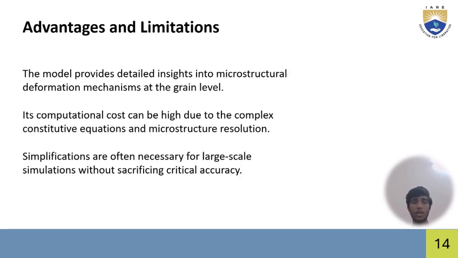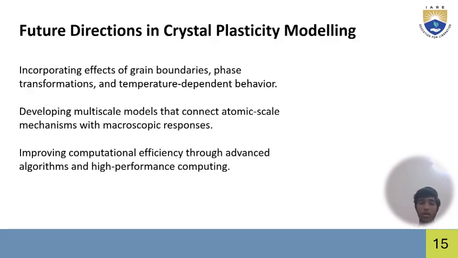Advantages and limitations. The model provides detailed insights into microstructural deformation mechanisms at the grain level. Computational cost can be high due to the complex constitutive equations and microstructure resolution. Simplifications are often necessary for large-scale simulations without sacrificing critical accuracy.